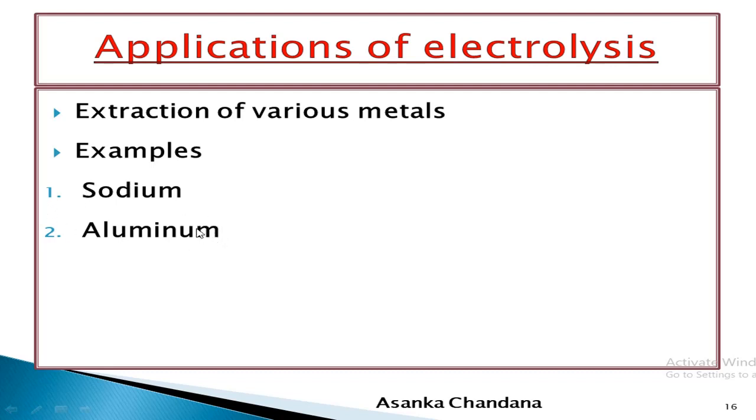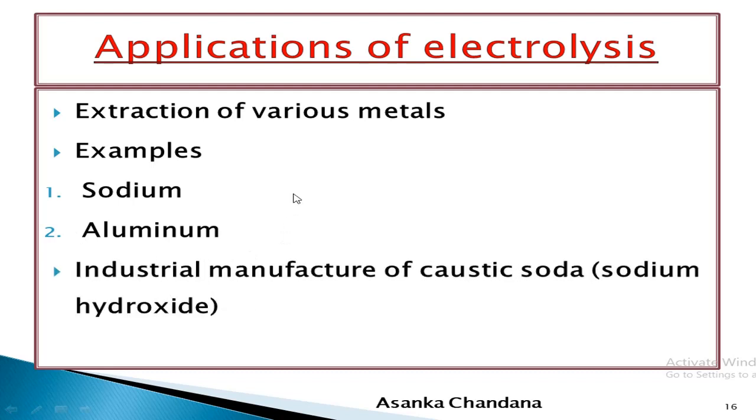Sodium and aluminium are the elements, if not metals, that are extracted by electrolysis. One of the applications of electrolysis is extraction of various metals. One of them is sodium, another one is aluminium, right? Next one, industrial manufacture of caustic soda. Caustic soda means sodium hydroxide. This caustic soda is also manufactured by electrolysis, right?